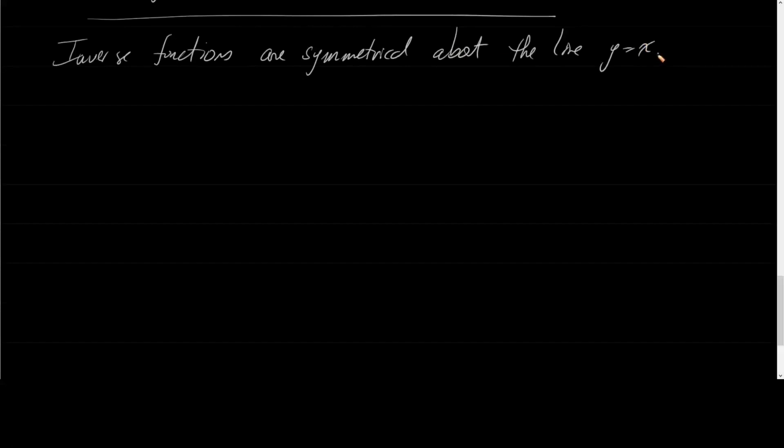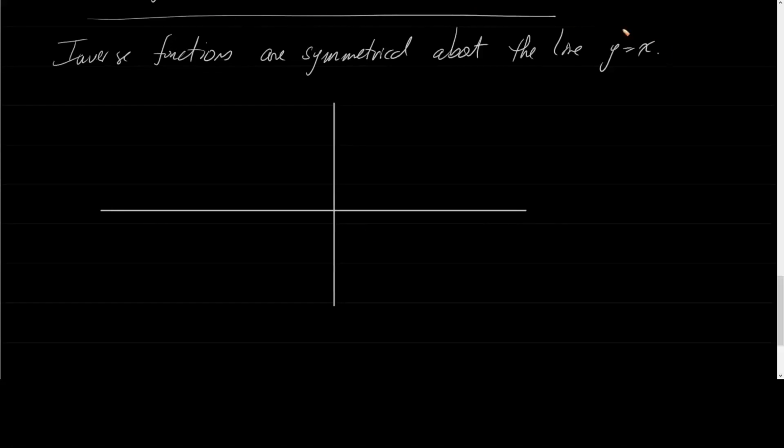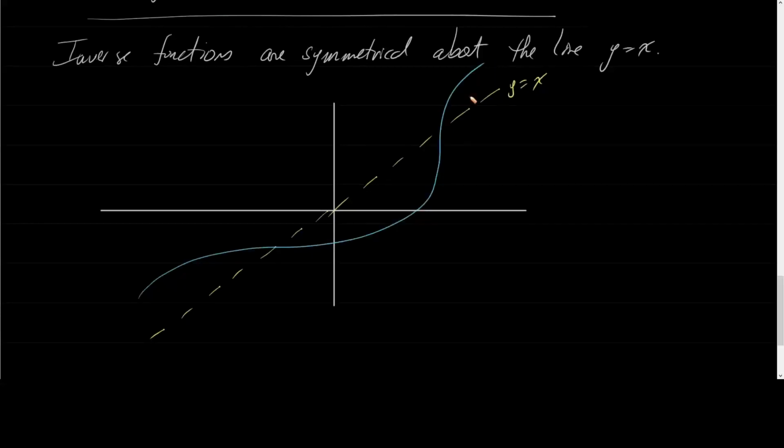y equals x. For example, if I had my x and y axis, first let me graph the line y equals x. In here, this dotted line would be y equals x. Let's say that I had some function like this. There we go. That's our function. So this is our function f. In blue here we've got the function f.